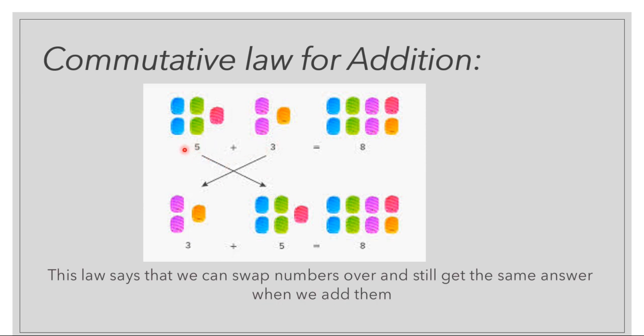Here we write 5 first and then 3, and in the second one we write 3 first and then 5. So we have just changed the place of the numbers and we got the same answer. So this is the commutative law for addition, where you can change the place of the numbers but you get the same answer, or you can swap the numbers and get the same answer.